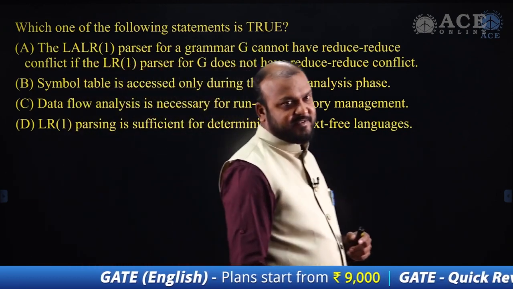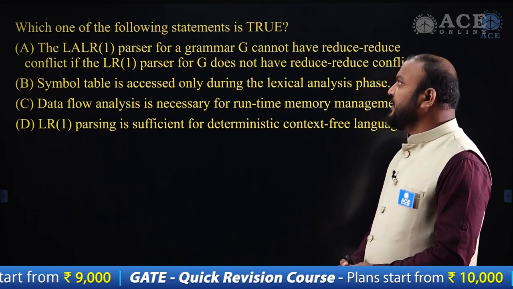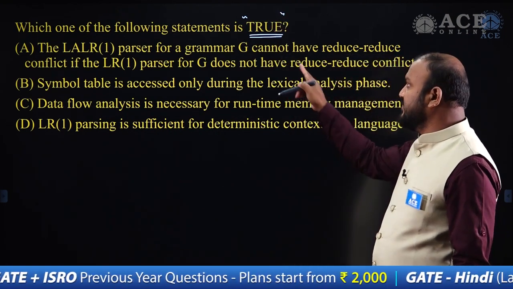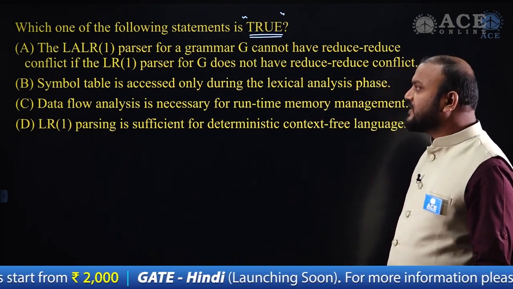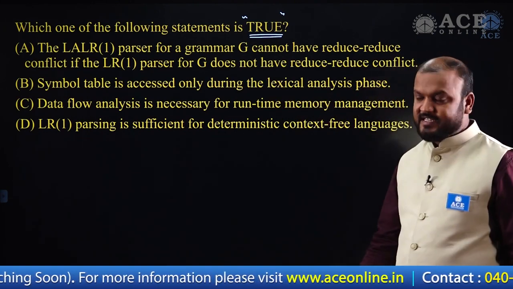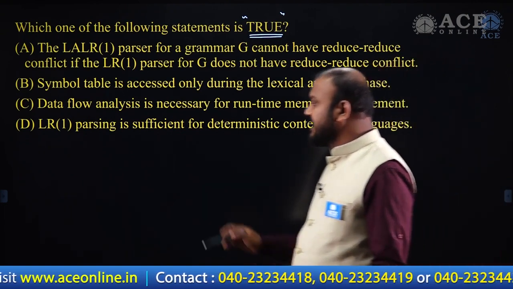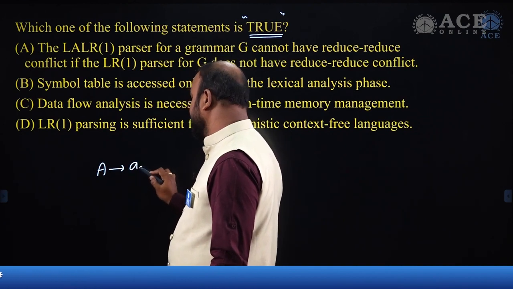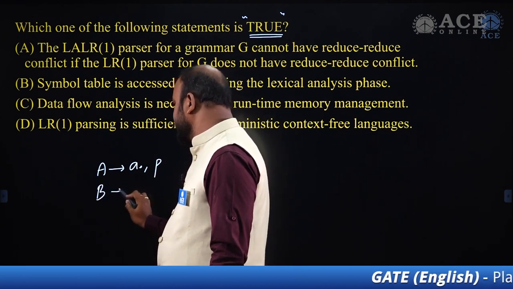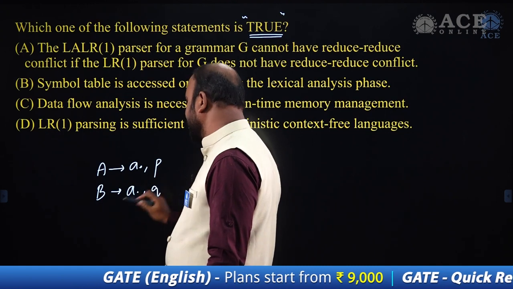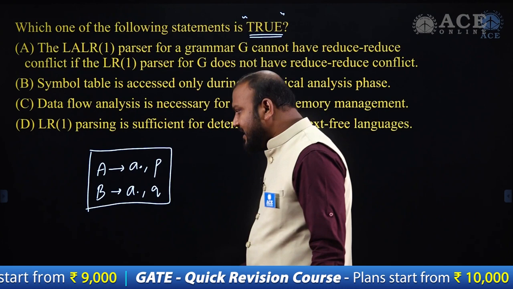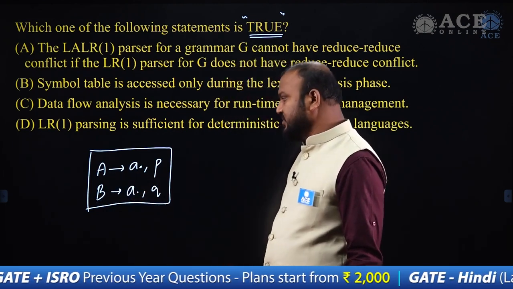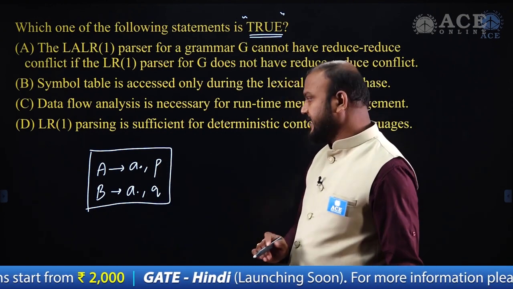Look at the first question. Which of the following statements is true? Option A: the LALR(1) parser for a grammar G cannot have reduce conflict if the LR(1) parser for G does not have reduce conflict. This statement is a false statement. Why? Let us consider there is one LR(1) state, A → α·, P and B → α·, Q. This is one LR(1) state, and in this state we have 2 reductions, A → α and B → α. The first reduction is on P, the second reduction is on Q. Because the lookahead symbols are different, it is not considered a reduce conflict.